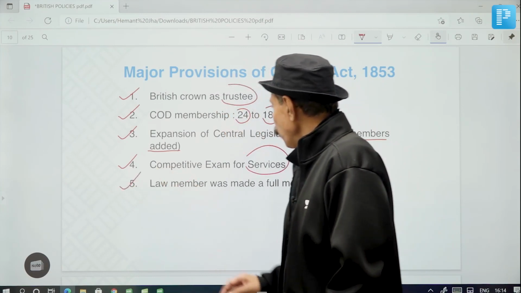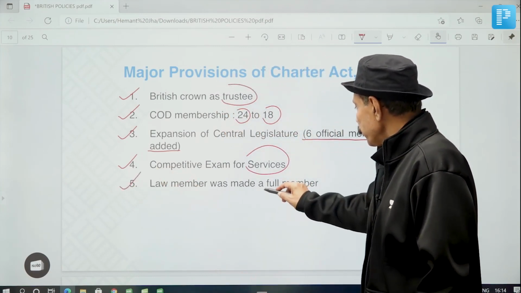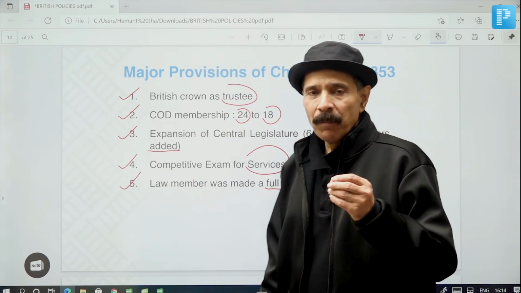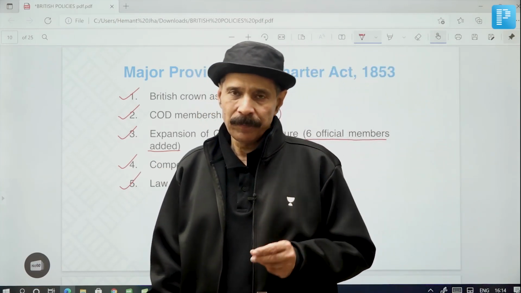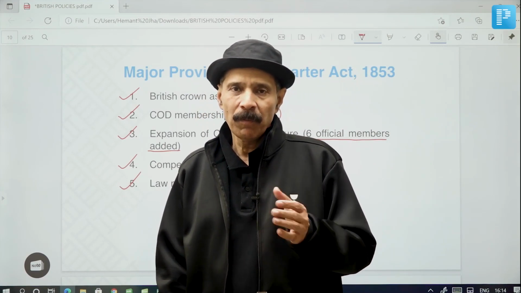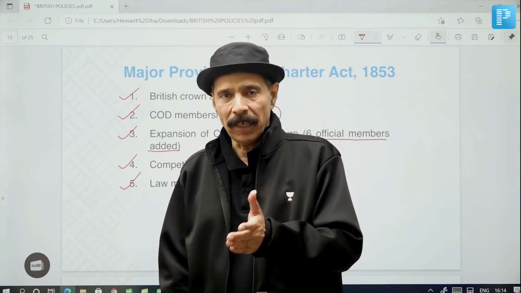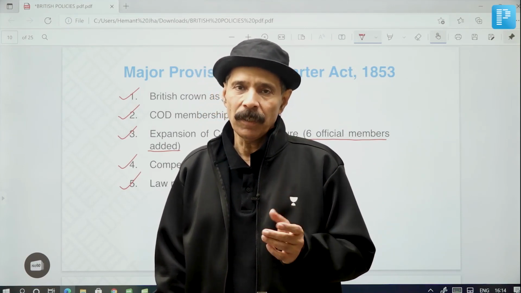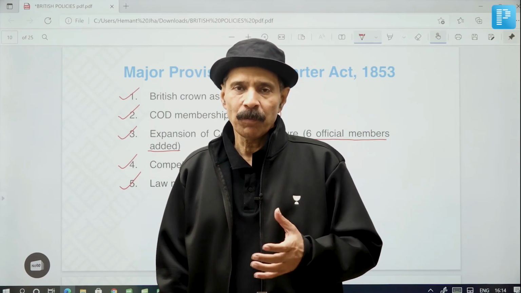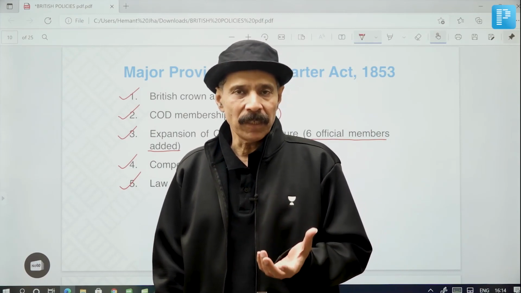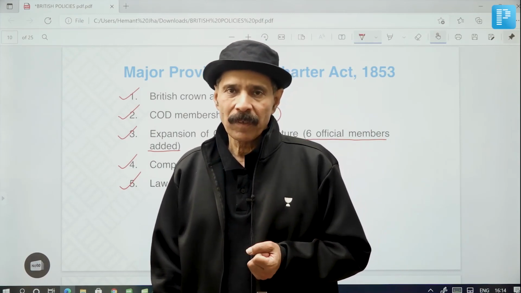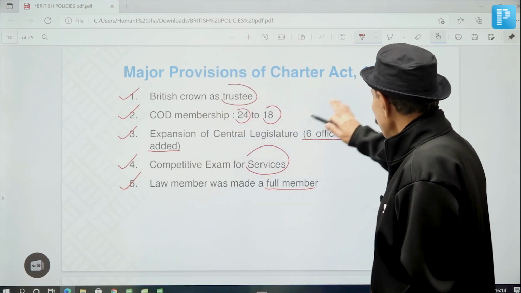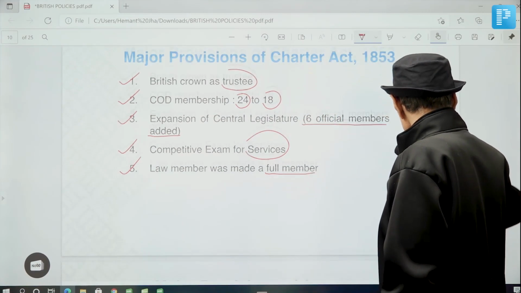Next is, the law member was made a full member. Full member means the member having the right to vote. So the law member was introduced in the Charter Act of 1833, but he didn't have the right to vote in the council. Now he was made a full member. That means he got the right to vote. So this is all about the major provisions of the Charter Act of 1853. Let's consider the next and the last.